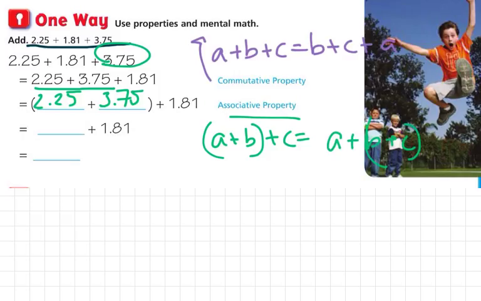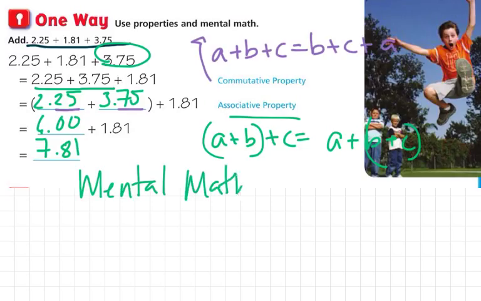Again, the reason why we use the associative property, which asked us to group the first 2 numbers, is that they contain the benchmark decimals, 25 hundredths and 75 hundredths, which are really easy for us to add in our head mentally because it's thinking about money. So if we add those 2 amounts together, boys and girls, we get 6. And now we can pretty easily in our head add 6 plus 1 and 81 hundredths, and we get 7 and 81 hundredths. So this is the first strategy. Remember, we're using mental math and properties.